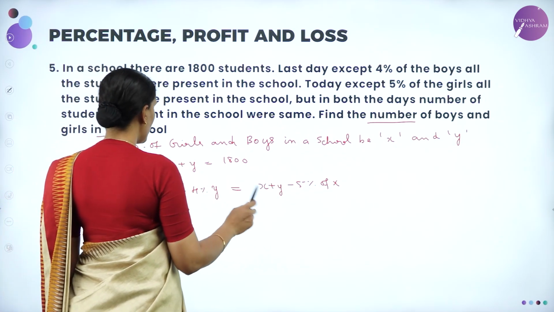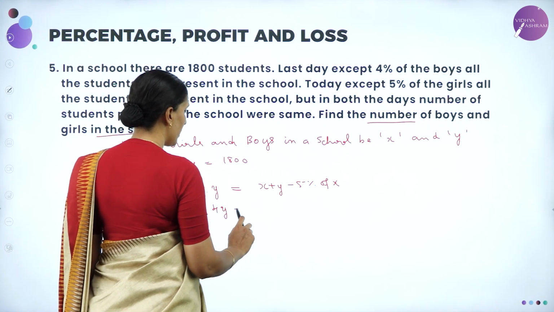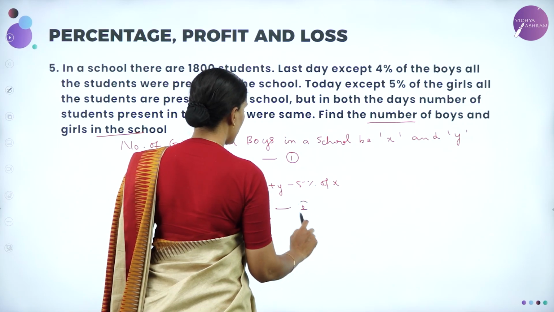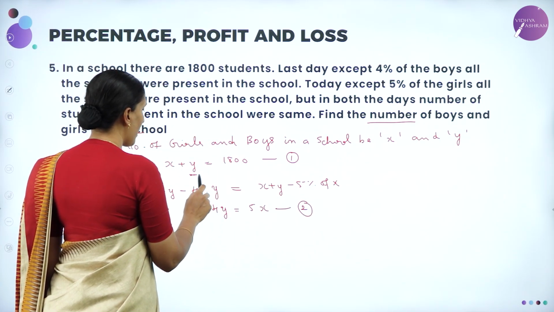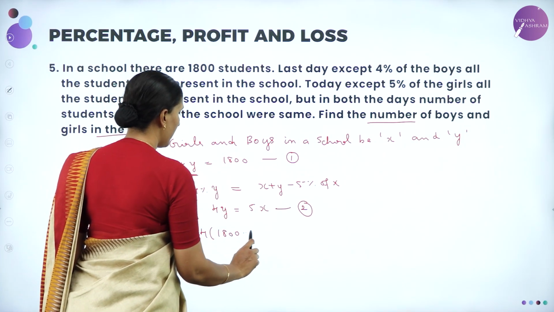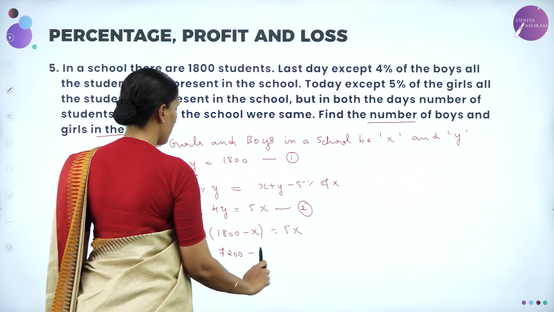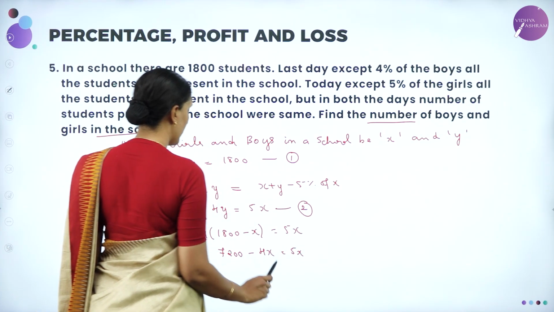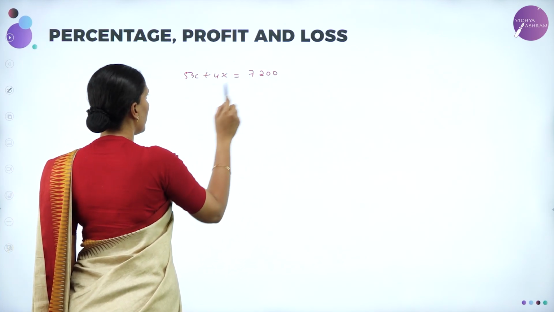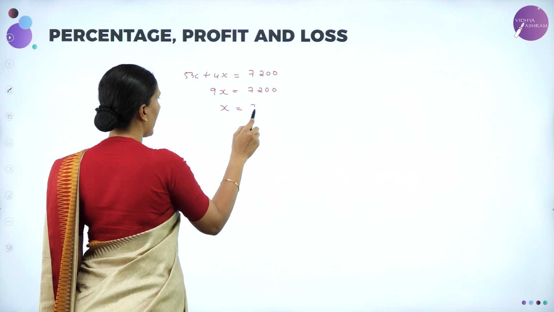Now here, from both sides, we can cancel. 4% of Y means we can write this as 4Y is equal to 5X. Let me consider this as equation 1 and let me consider this as equation 2. Now from 1, Y can be written as 1,800 minus X. So in the place of Y, I'll substitute: 1,800 minus X is equal to 5X. So here 7,200 minus 4X is equal to 5X. Then we will get 5X plus 4X is equal to 7,200, which is 9X equals 7,200. So X is equal to 800.